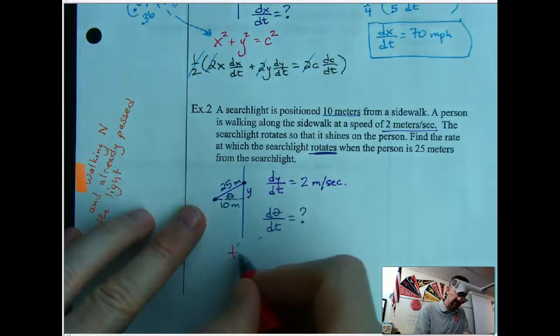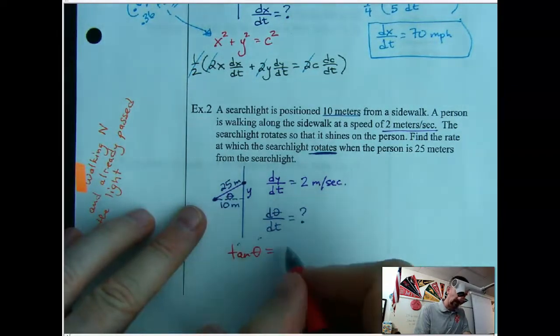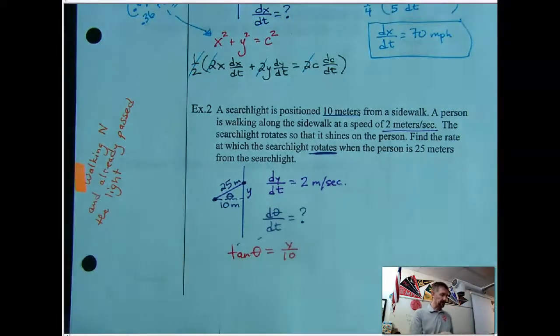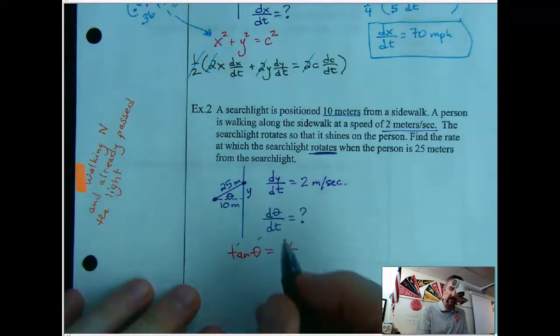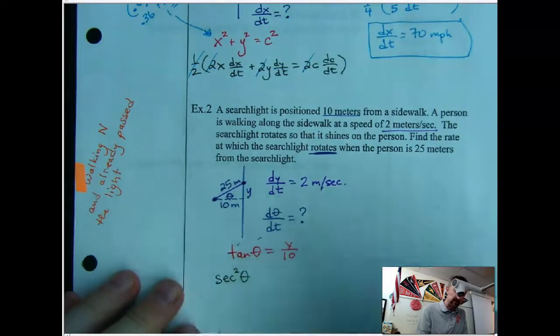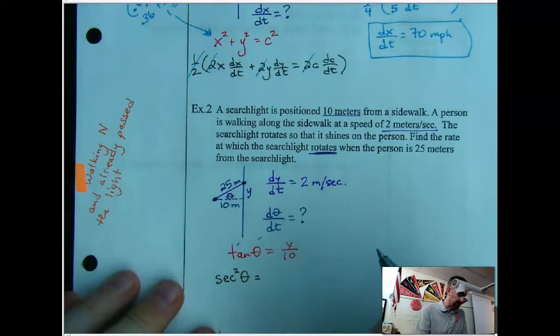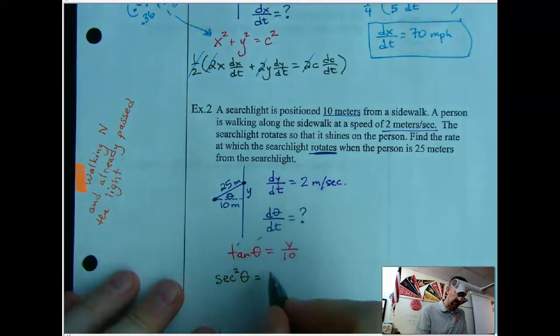So my equation is going to be tangent of theta equals y over 10, or you could put 1/10 y, might be better. All right. So we're going to take the derivative of that. Derivative of tangent is secant squared. And then we have 1/10 y. The derivative of y is 1. So we just have 1/10, but it was with respect to y, so we're going to have dy/dt.